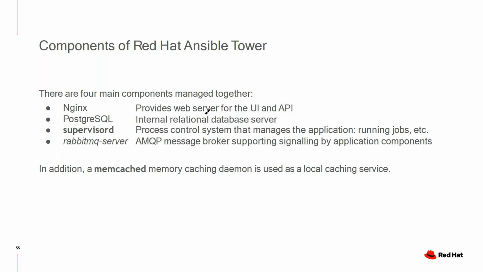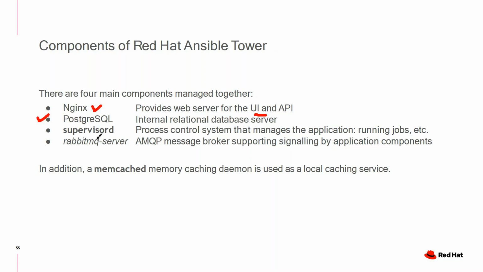Components of Red Hat Ansible Tower. There are four main components managed together. Nginx provides a web server for the UI and API, application programming interface. PostgreSQL, this is the database, an internal relational database server.